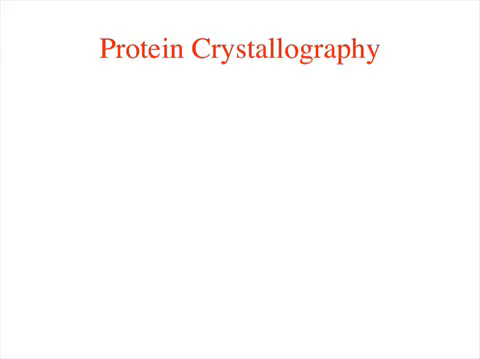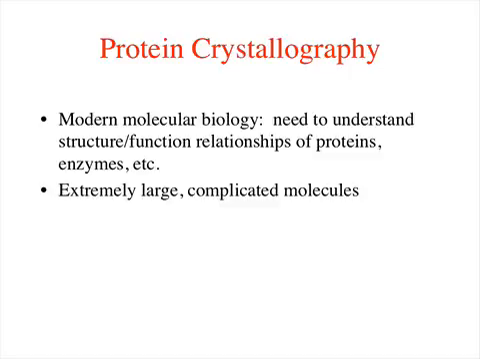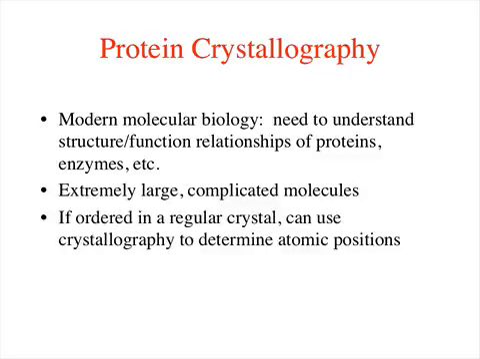So protein crystallography is one of the most challenging implementations of this. In modern molecular biology, you have a given protein or enzyme or whatever, and you want to understand not only what it does, but how that is related to how it's constructed, how it's put together, where the atoms are, where loops and so forth are. These are very large, complicated molecules, and so it's a challenging problem to determine where the atoms are. If they are ordered in a regular lattice, however, we can use crystallography to determine atomic positions.